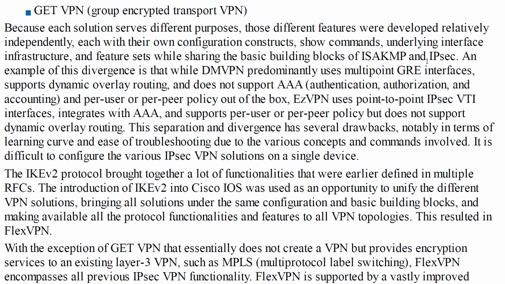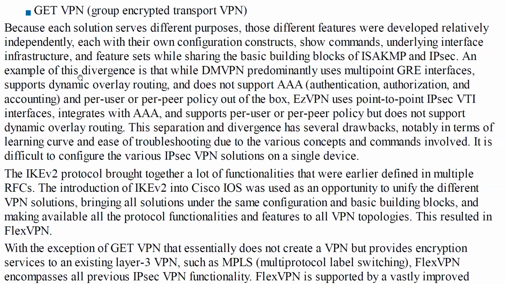Each VPN configuration has its own configuration commands and show commands. Then how you configure it on the interface is different, as well as what they use in the basic building block, the basic configuration they were using, ISAKMP and IPsec, correct?